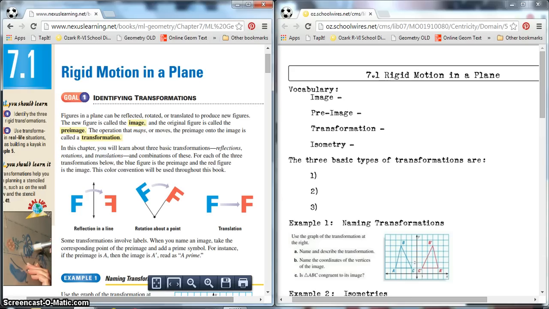So today we're going to talk about rigid motion in a plane. Now you should have your notes there with you, and I've got a copy over here on the right hand side of what the notes look like. I'm going to do things a little differently today. You're not going to see me handwrite these notes out, but I've got the book opened up right here. And you can see all the definitions, and we'll talk about them as we go through the page.